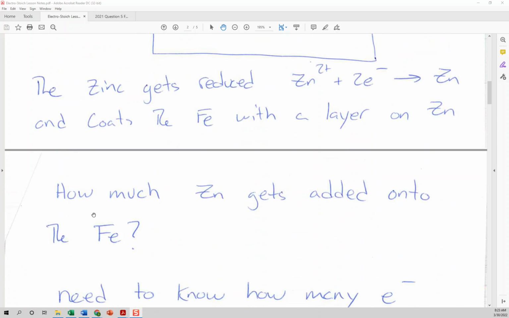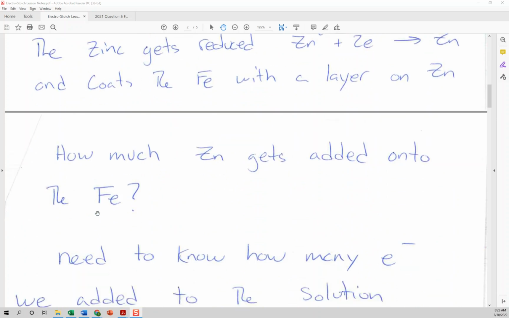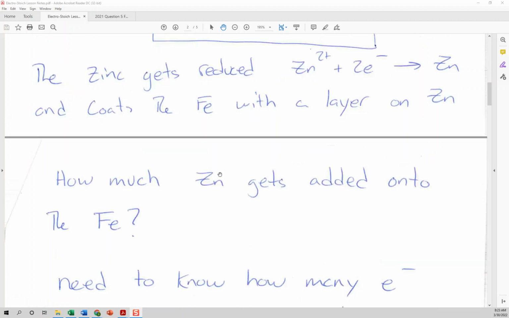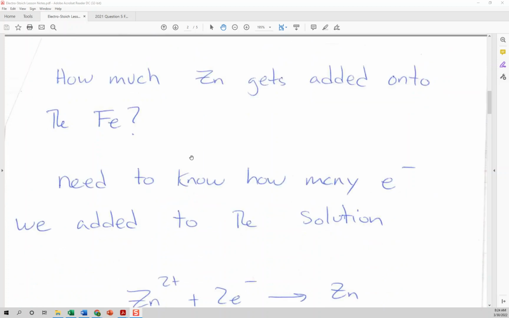Well, here's a stoichiometry question. To know how much zinc is going to be plated onto that piece of metal, we need to know how many electrons we add. If we look at the equation right up here, for every 2 moles of electrons, I get 1 mole of zinc. So if I added 2 moles of electrons to the solution, I get 1 mole of zinc, and if I multiply by the molar mass of zinc, that tells me how many grams of zinc I got. So that's the idea. We need to know how many electrons we're adding.